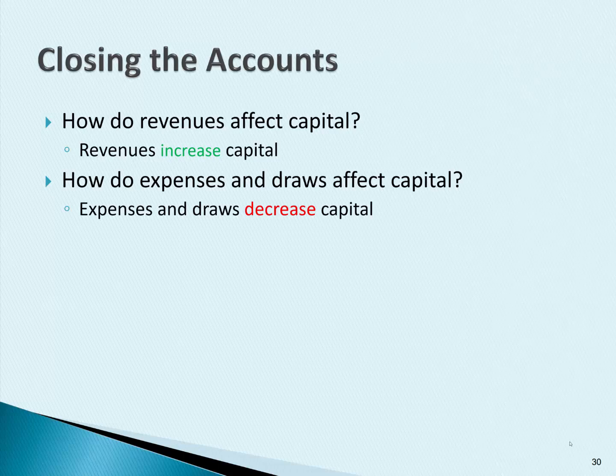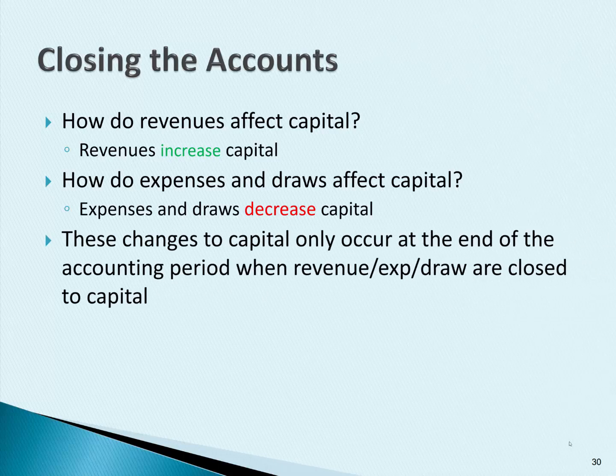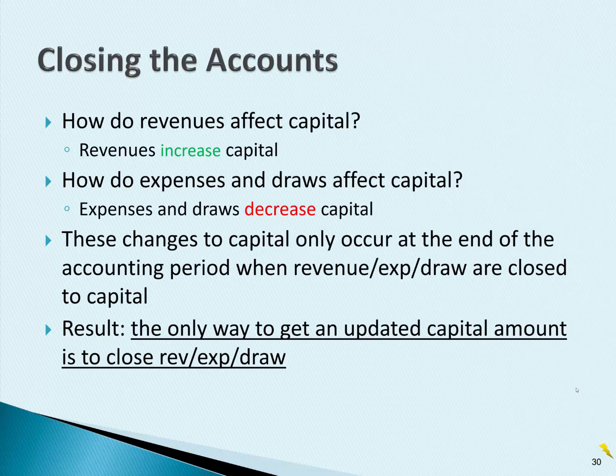But these changes to capital only occur at the end of the accounting period when revenue, expenses, and draws are closed to capital. In other words, during the accounting period, our revenues do not directly affect capital, neither do expenses or draws. They only affect capital directly at the end of the period when we close out those accounts and capital absorbs them, either going up or down, depending on the effect. So the only way to get an updated capital account is to close revenues, expenses, and draws and merge them into capital.